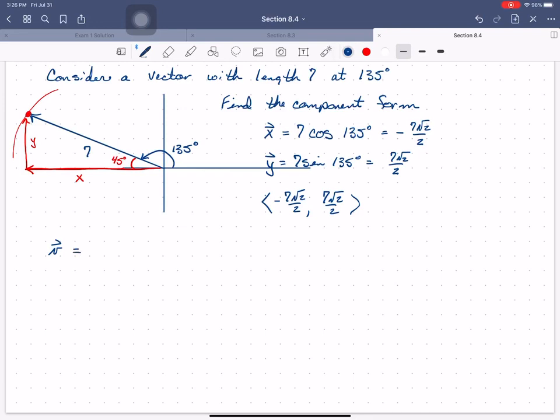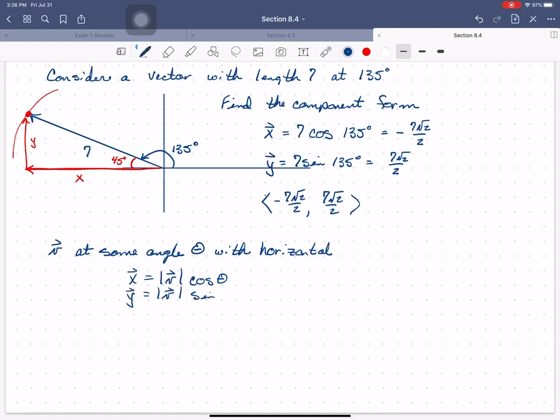So in general, for any vector v with magnitude and some angle theta with the horizontal, which can be either an internal or an external angle, it just needs to be relative to the horizontal axis, the x component is equal to the magnitude of that vector times the cosine of that angle, and the y component is equal to the magnitude of that vector times the sine of that angle, and that comes direct from right triangle trigonometry.